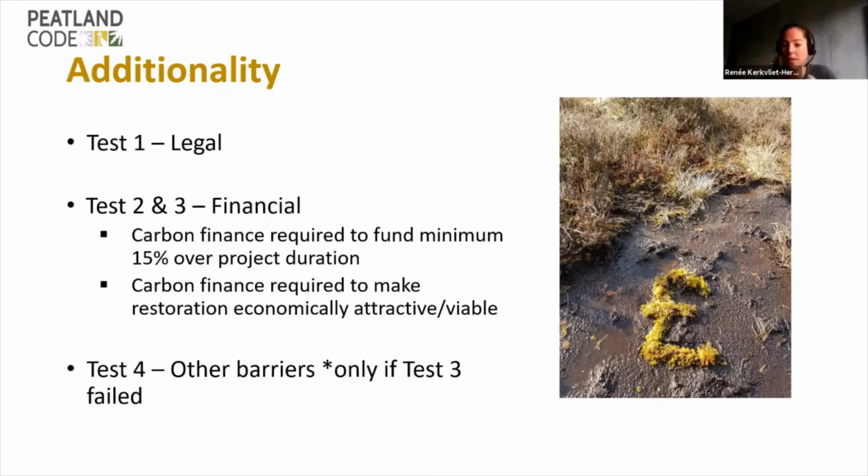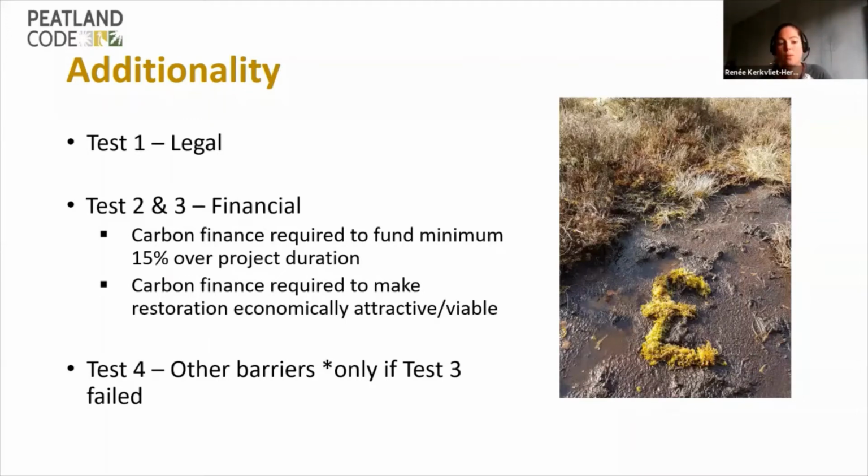Tests 2 and 3 are financial tests, with test 2 saying you need a minimum of 15% of the total project costs to come from carbon finance. That also means you can get up to 85% of public funding into your project as well. So it's a blending of public and private finance that's allowed. And test 3 says that without carbon finance, the project shall not be the most economically attractive option for the area of land, or shall not be economically viable on that land at all.